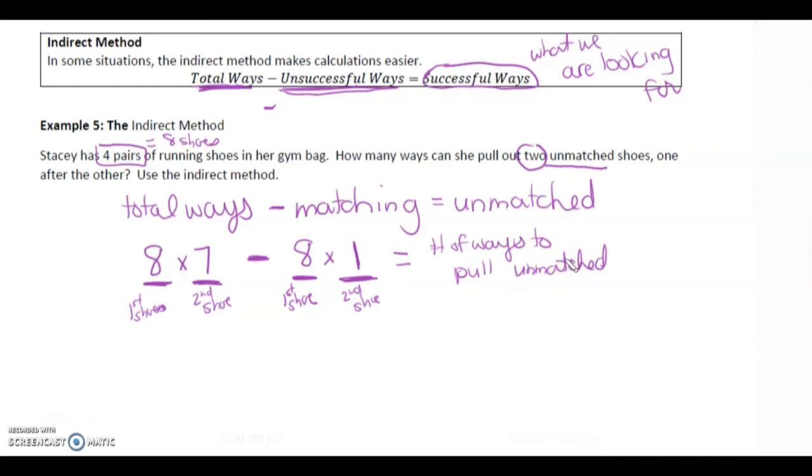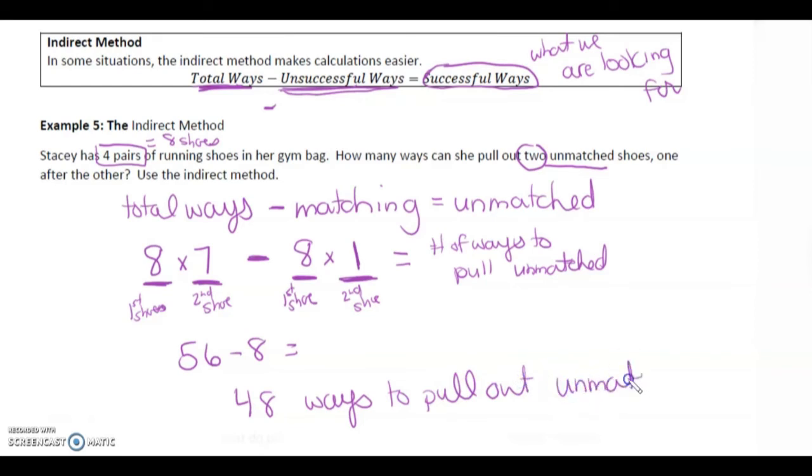Okay, so let's do 8 times 7. I get 56 minus 8, and I get 48. So there are 48 ways to pull out unmatched shoes. A lot easier to do the subtraction than to list all 48 different ways.